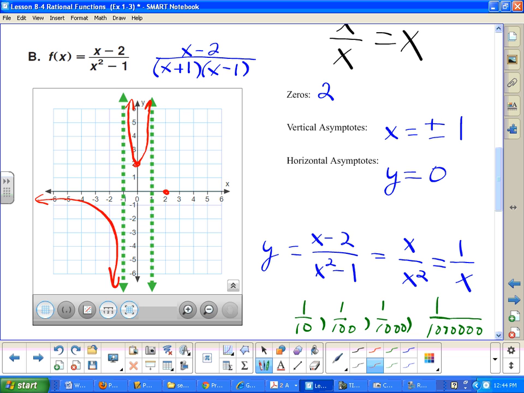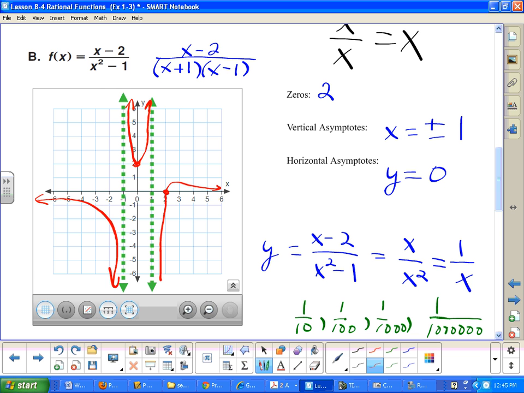Approximately. And since it goes to positive infinity on the left-hand side of this asymptote, when I cross over it, it has to be at negative infinity. So this is an unusual graph, right? It's going to look like this.